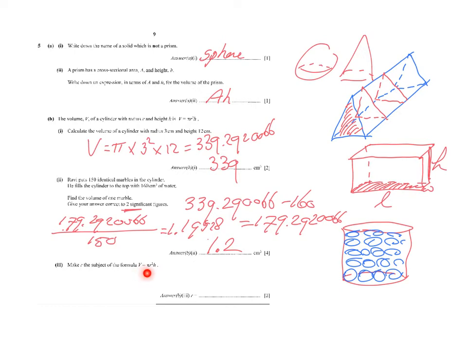Make r the subject of the formula V equals pi r squared h. I'm making r the subject, meaning isolating r.